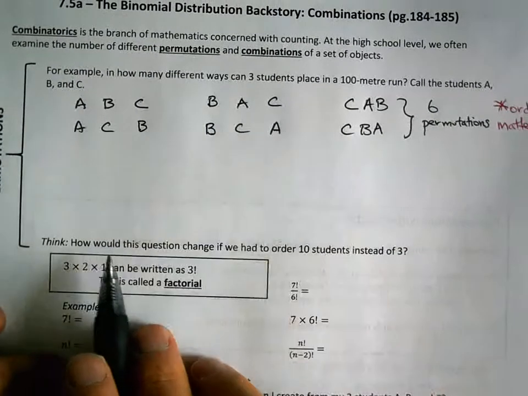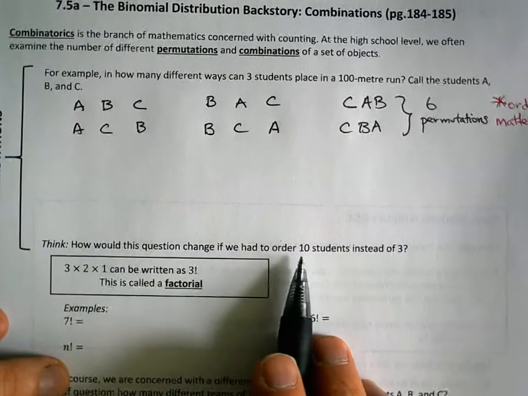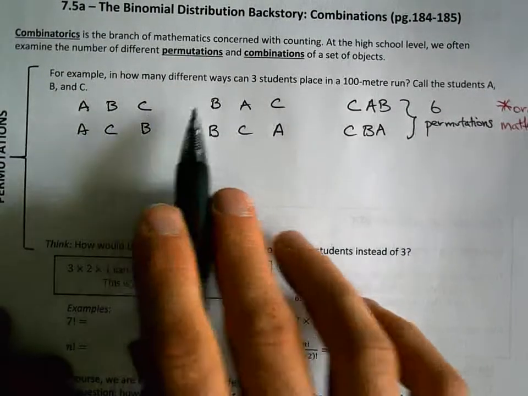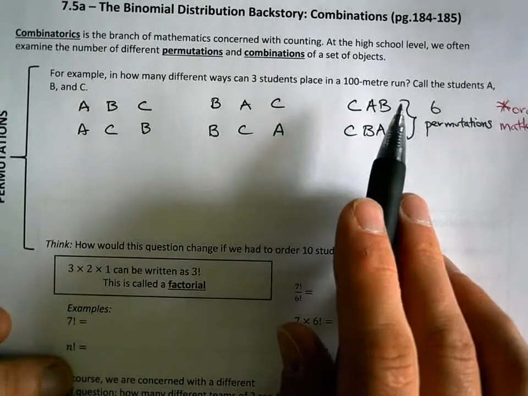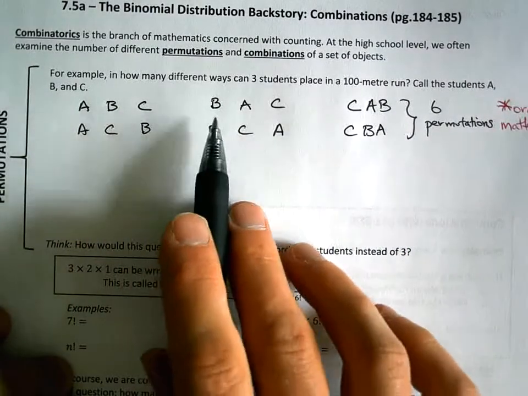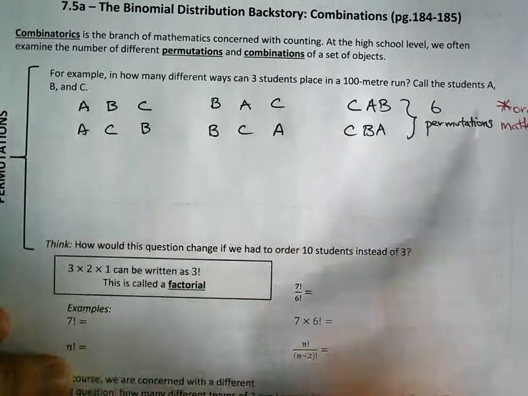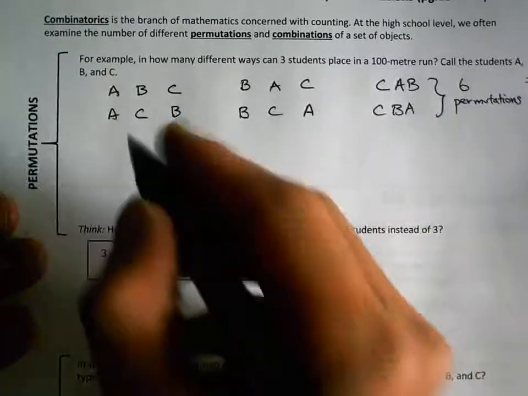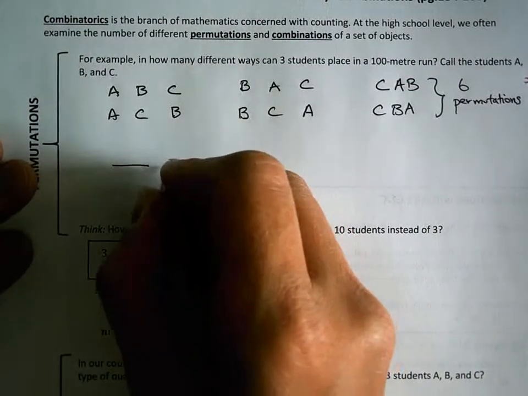Now, you can imagine, what if I had to do this with 10 students instead of 3? You can imagine how many different versions I have to write out. A, B, C, D, E, F, G, H, I, J. Then A, B, C, D, E, F, G, H, J, I. And then you have to change everything around. It would take forever. We have a little bit of a shortcut that can help us.